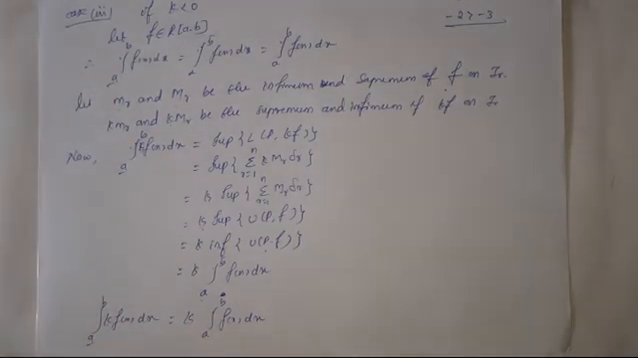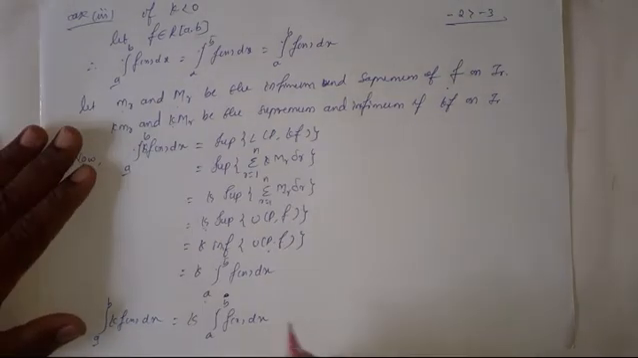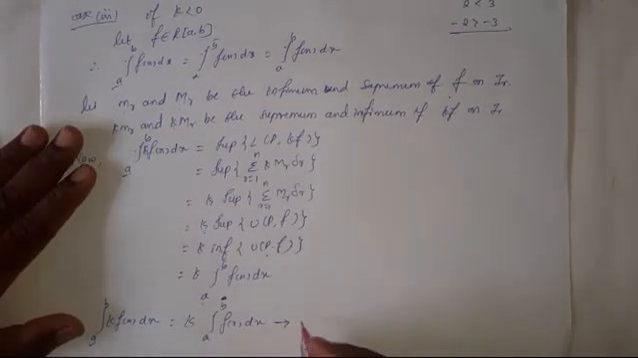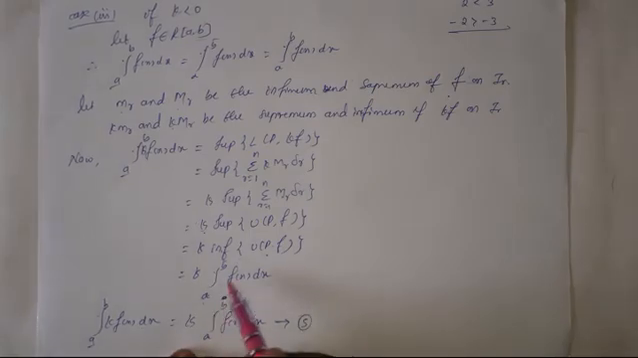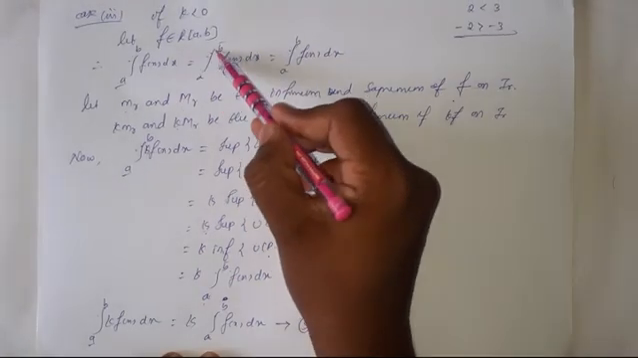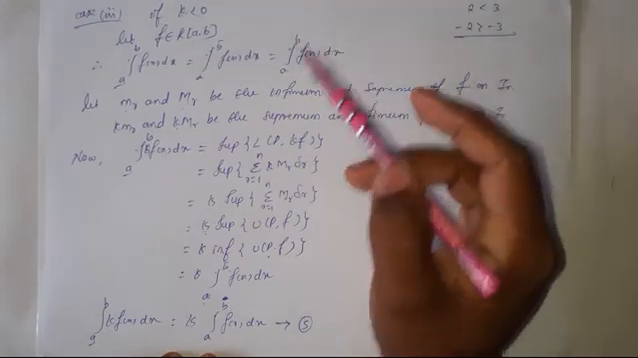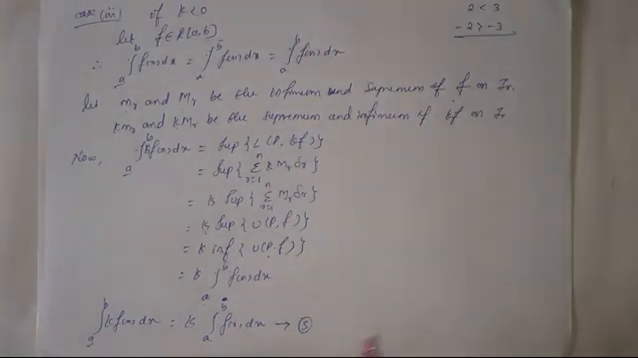So here the lower Riemann integral of the function kf is equal to k into the integration over a to b of f of x dx, and consider this as equation number 5, because in the previous case we had 4 equations and this is the 5th equation. So here a to b bar is nothing but the integration over a to b, so it is the integration over a to b of f of x dx, and this is the result for the lower Riemann integral of the function kf.